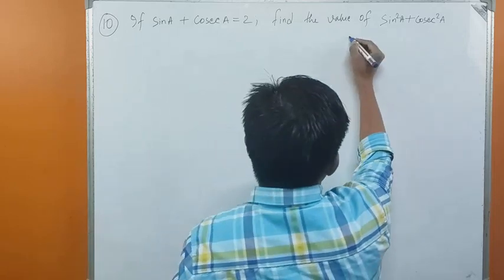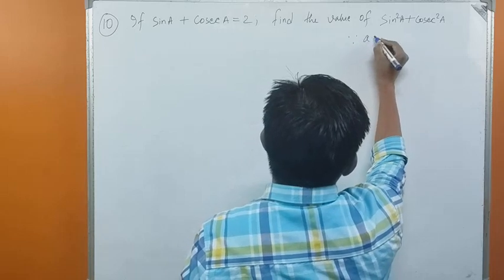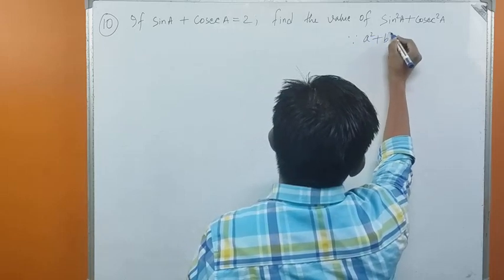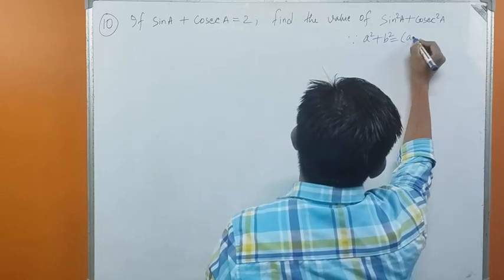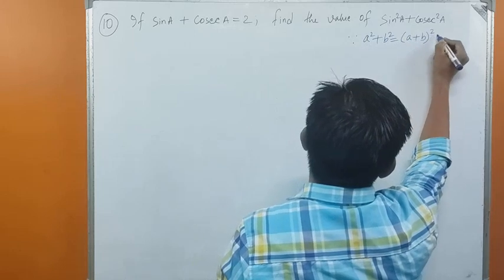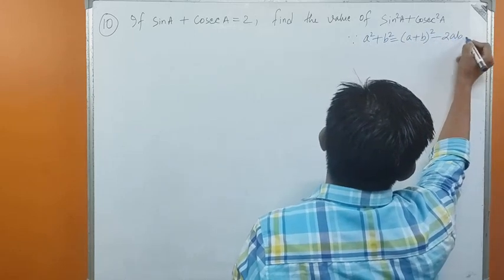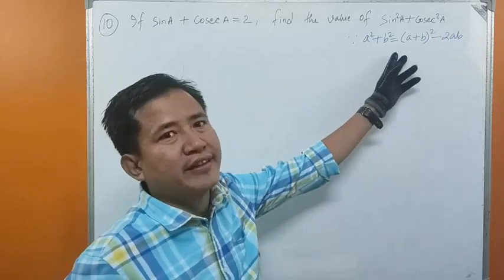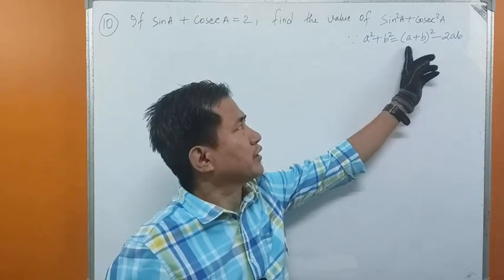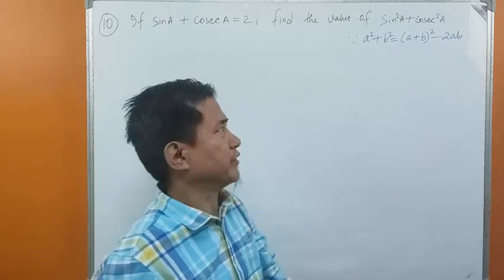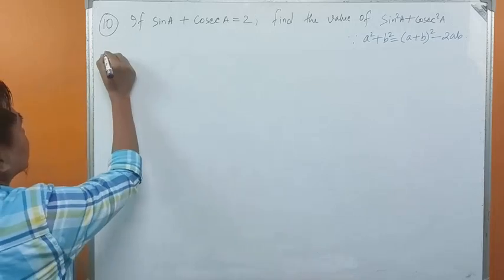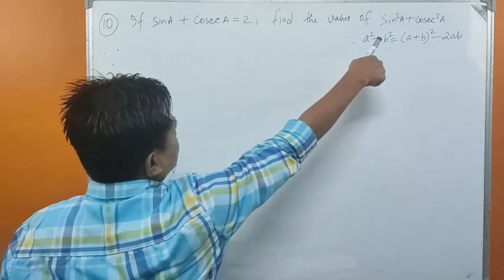Since we know the formula, a square plus b square equals a plus b whole square minus 2ab, isn't it? We know this formula from algebra. a square plus b square is a plus b whole square minus 2ab. Okay, now let us find the value of sin square a plus cosec square a.